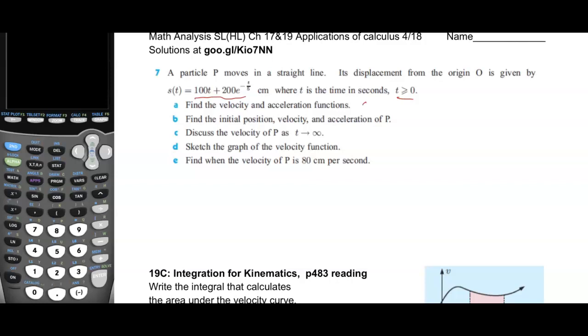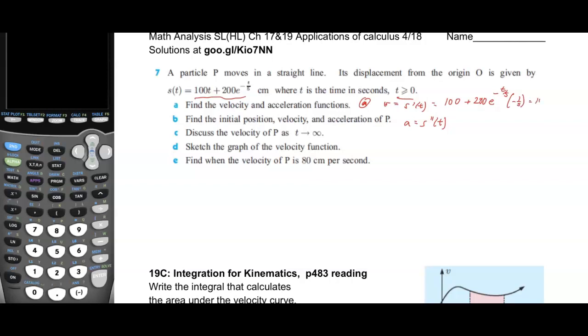Okay, this is pretty regular business now. We're going to find the velocity function by taking the first derivative of the s function. We're going to find the acceleration function by taking the second derivative. So let's take the first derivative of the function they gave us. Derivative of 100t, of course, is just 100. Just remove the t. Derivative of 200e to the negative t over 5 is 200e to the negative t over 5, chain rule, multiplied by negative 1/5.